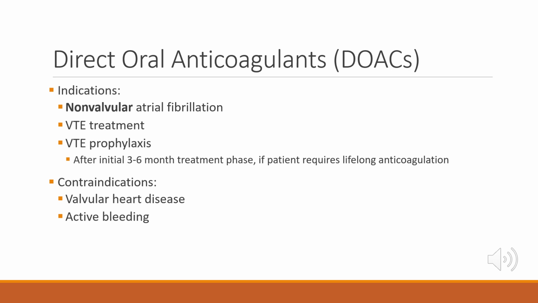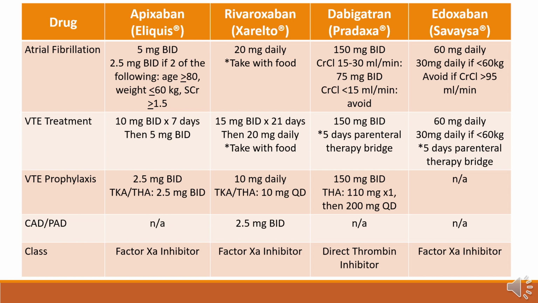DOACs are also used for DVT prophylaxis and VTE treatment, and some contraindications for DOACs include the valvular heart disease that I already mentioned and active bleeding. So this slide depicts the 4 different NOACs that we have available for use. You have apixaban, edoxaban, rivaroxaban, and dabigatran. Now I will say rivaroxaban and apixaban you're probably going to see most commonly used in practice. However, I have seen all 4 used.